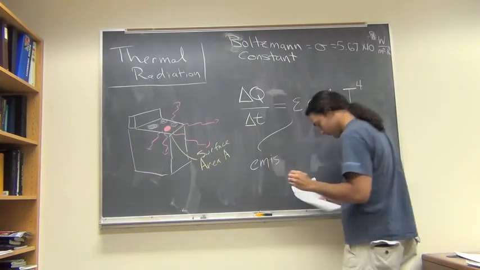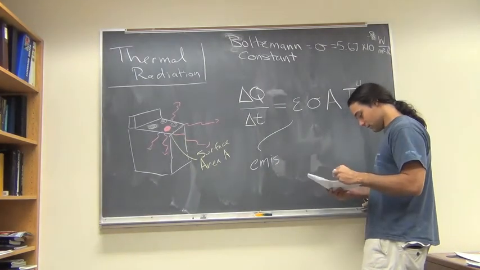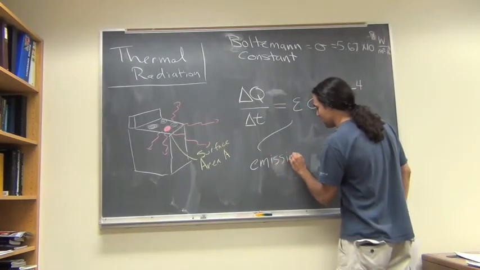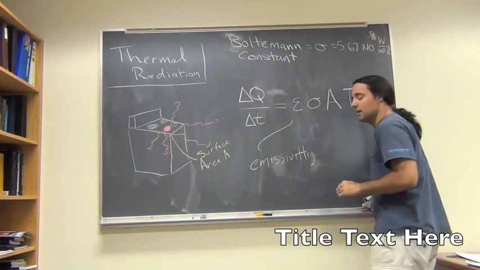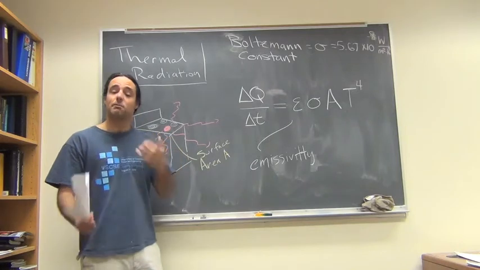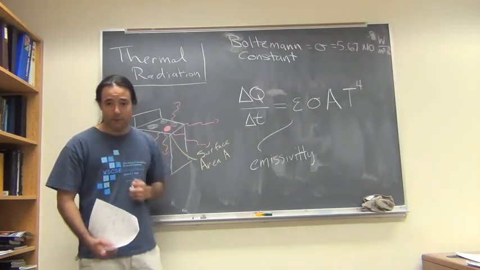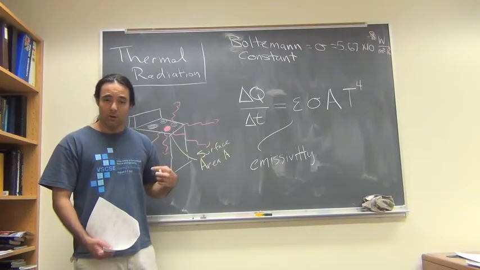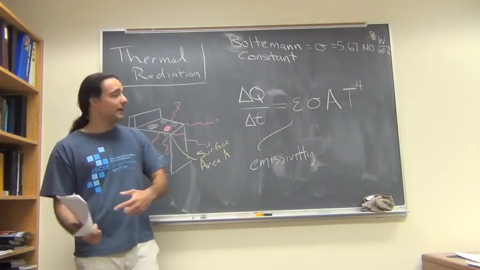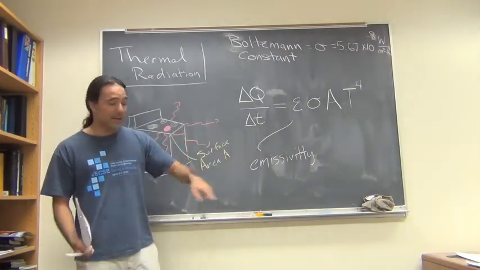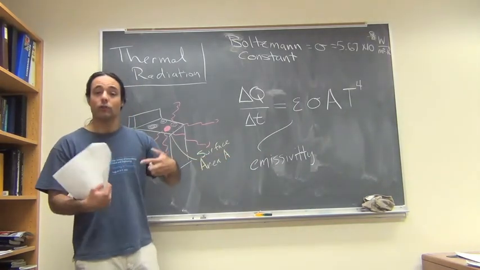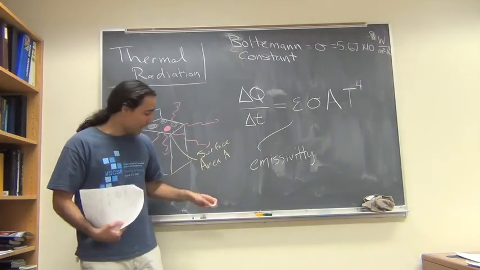Let me make sure I'm spelling this correctly. I'm probably going to mess it up. If I mess it up, I'll correct it in the video. But this is called the emissivity. It's a dimensionless constant. It's going to be 1 for something that's a pure black body, and 0 for something that doesn't emit or absorb any radiation. So if I'm 50% of a black body, this will be a half. If I'm 75% of a black body, it'll be 0.75. It tells you how close the material is to being a perfect black body.